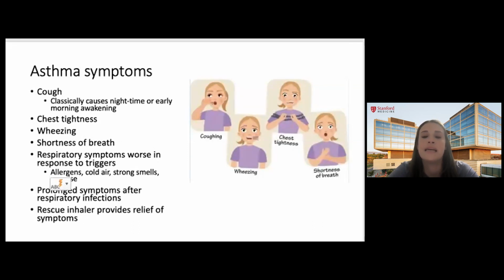And when you're assessing someone's asthma control, I always ask about nighttime awakenings or early morning awakenings as a way to assess asthma control. Other things would be episodic chest tightness, wheezing, shortness of breath. And these respiratory symptoms tend to be worse in response to specific triggers. For many people, this is allergens, whether that be perennial allergens like dust mites, mold, or more seasonal allergies, pollen, trees, grasses, also cold air, strong smells, exercise tends to be a trigger for many people, viral infections.